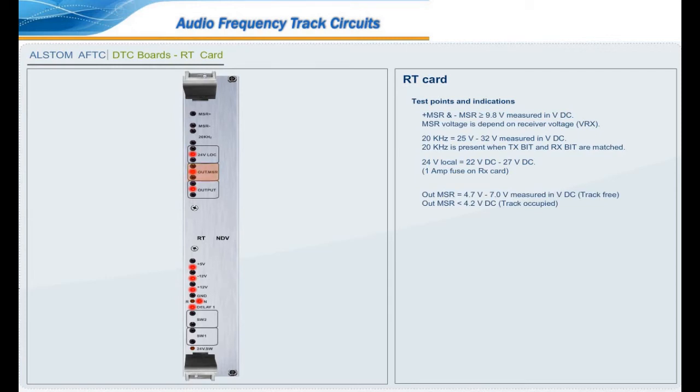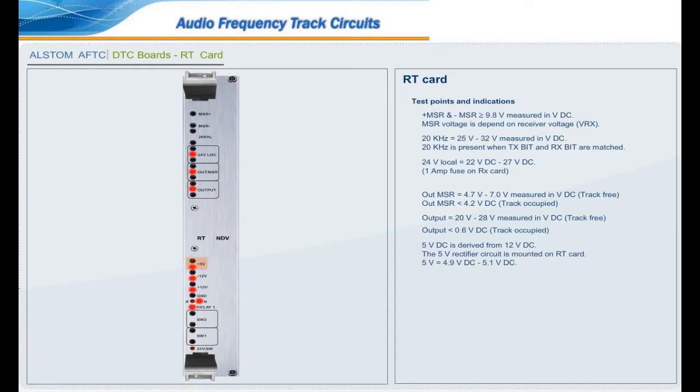Out MSR equal to 4.7 volt to 7 volt measured in volt DC, track free. Out MSR less than 4.2 volt DC, track occupied. Output equal to 20 volt to 28 volt measured in volt DC, track free. Output is less than 0.6 volt DC, track occupied.